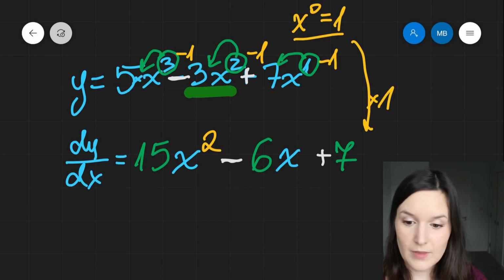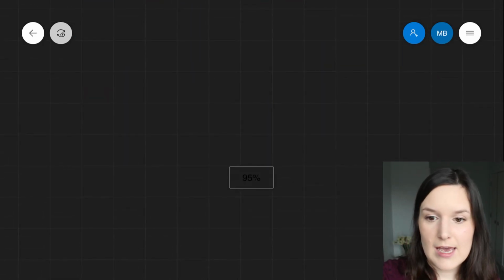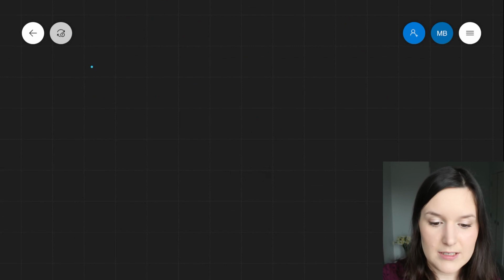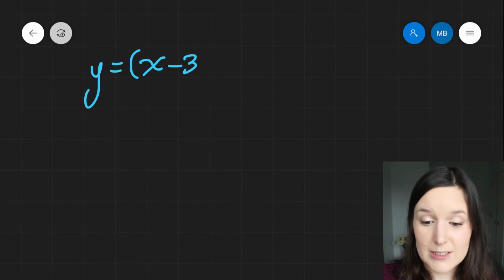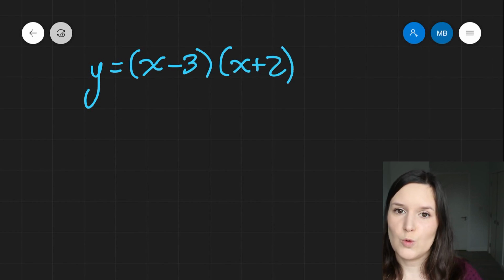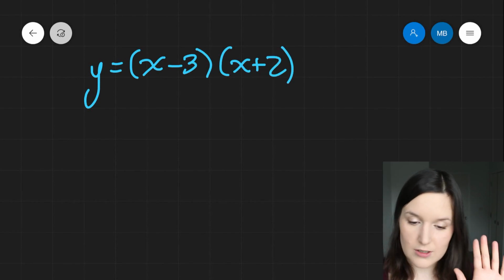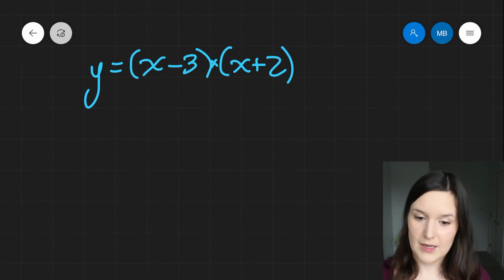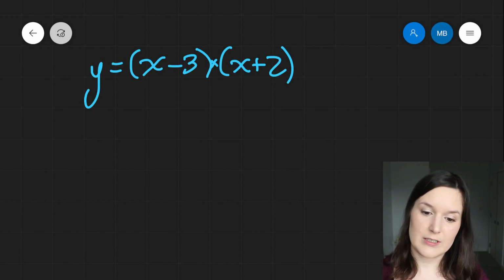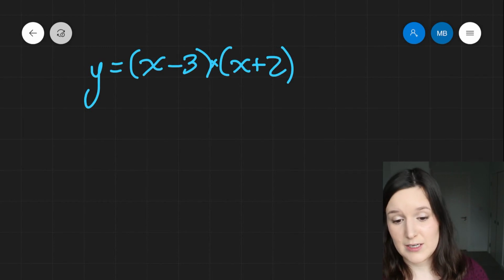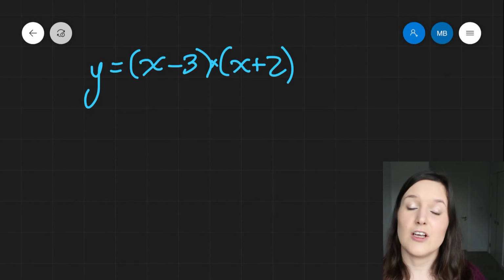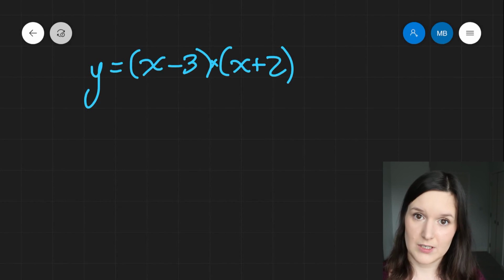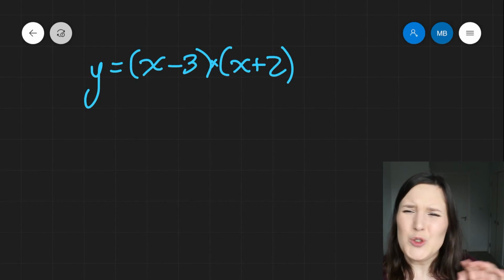What will we do if you have x minus 3 times x plus 2? Wow. We cannot invent any kind of product rule here. Okay, so it won't be the derivative of x minus 3 times the derivative of x plus 2. It doesn't work like that. It only works with addition and subtraction. Okay, if there is addition, if there is subtraction, I can find the derivatives separately. But if there is multiplication, no.